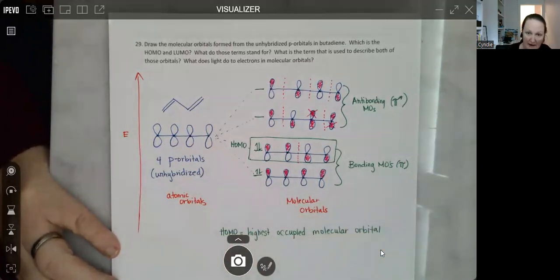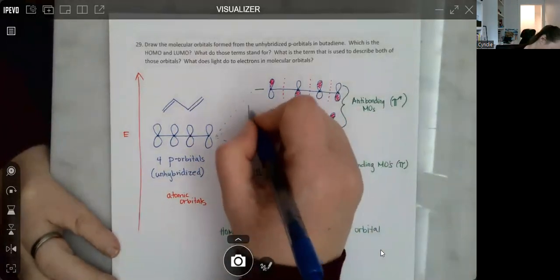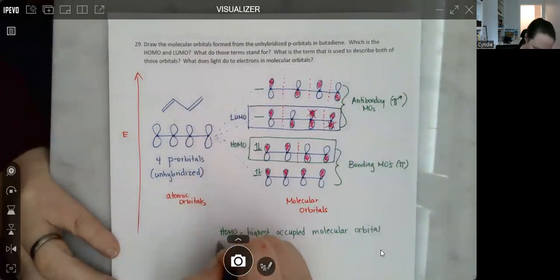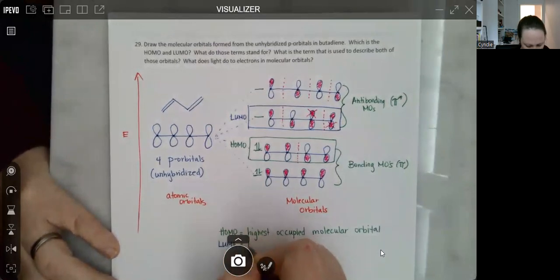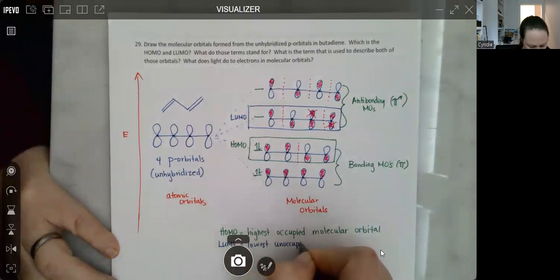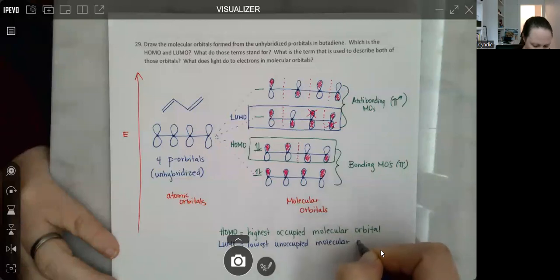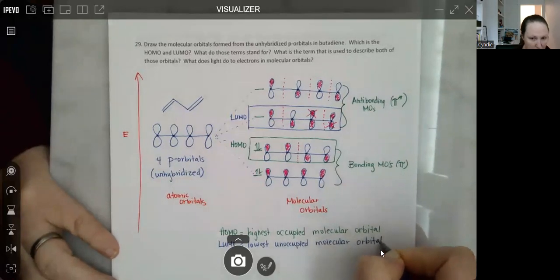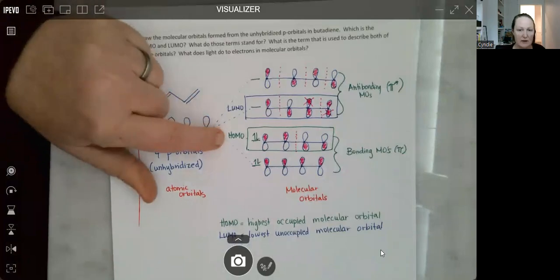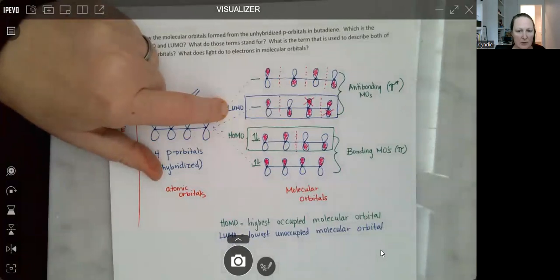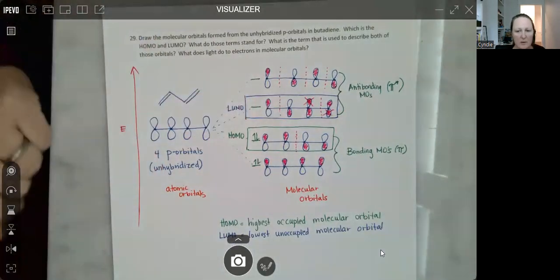And then we would have also the LUMO, which stands for the lowest unoccupied molecular orbital. And when it says occupied or unoccupied, it's talking about electrons, right? So this is the highest energy orbital occupied with electrons. And this is the lowest energy orbital that's not occupied with electrons.